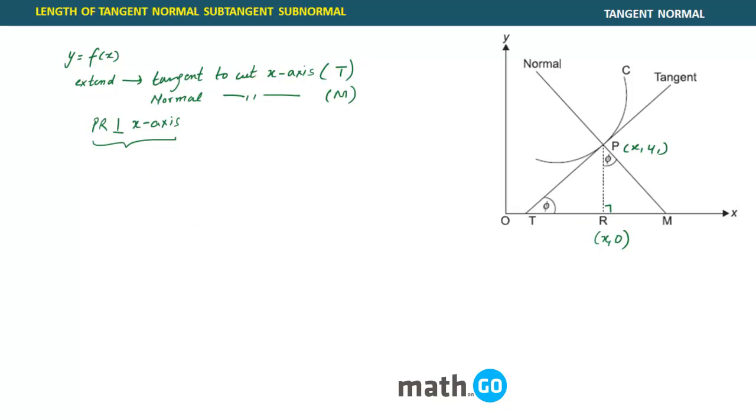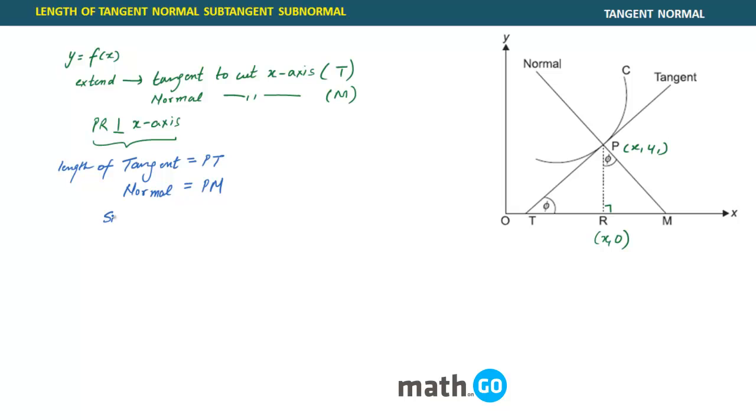So if I have to now define the terminologies of length, if I talk about length of tangent, right? Length of tangent is nothing but this distance, that is p until t. So length of tangent is known as PT. Similarly, length of normal will be from the point where you have drawn the normal, that is p, until this point of intersection with the x-axis, that is PM. So PM is known as length of normal.